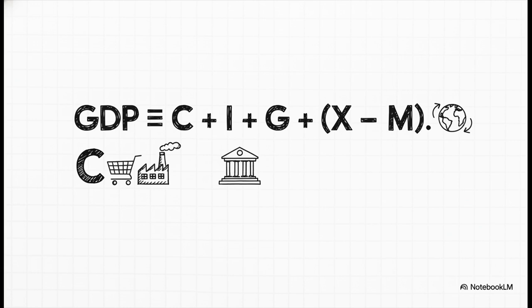Now, economists call this an identity, which is really just a way of saying that it's true by definition. Think about it. For every single thing that's made and sold, someone, somewhere, had to spend money to buy it. So total spending simply has to equal total output.